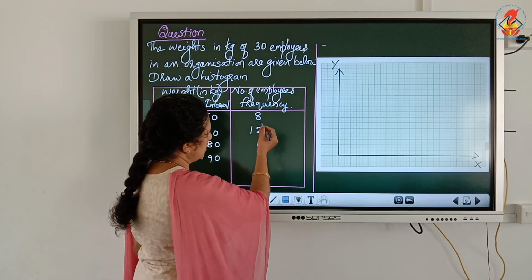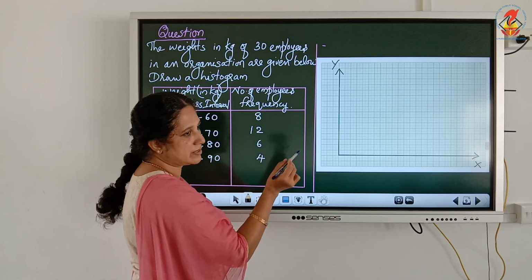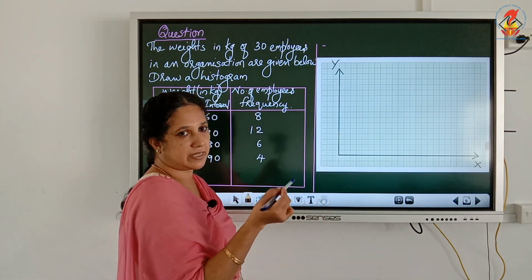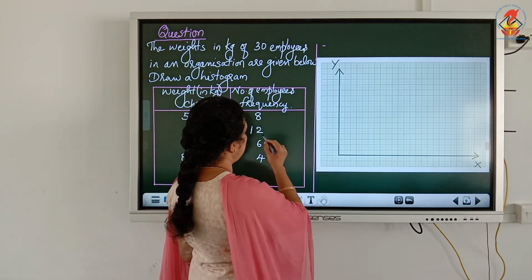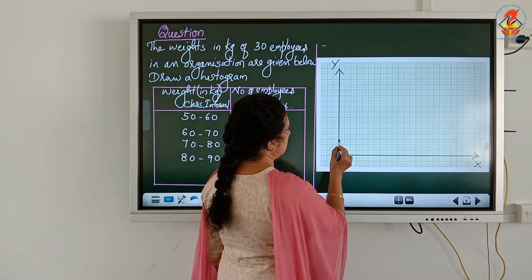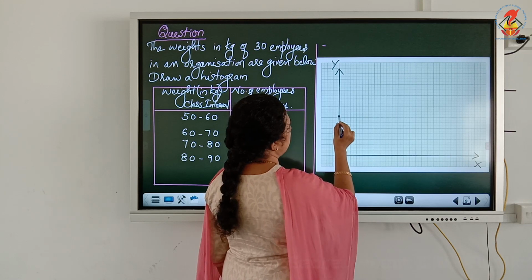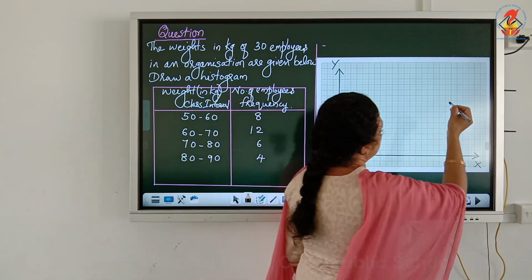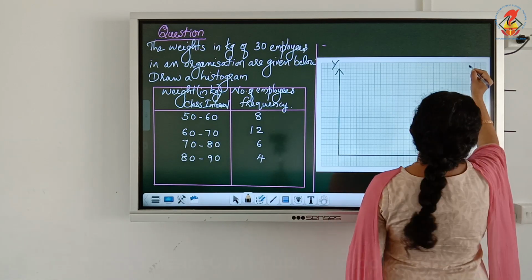Here it is given that the maximum value is 12. Then you count whether you can take 1 unit, or 1 centimeter, equal to 1 employee. Maximum you have to get 12: 1, 2, 3, 4, 5, 6, 7, 8, 9, 10, 11, 12, 13. So we will get it. So we can write the scale.